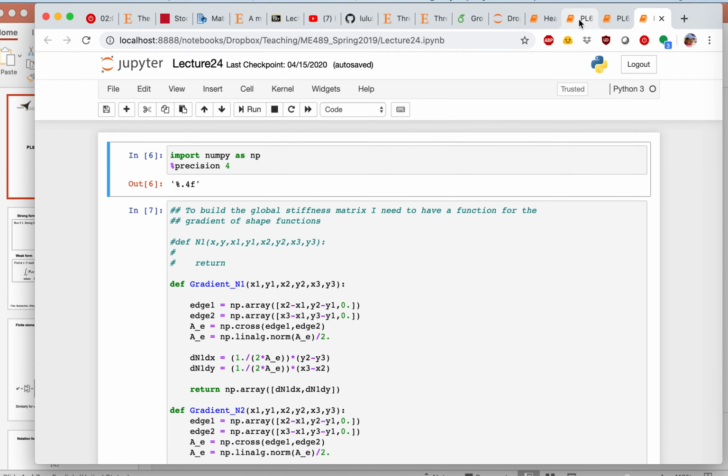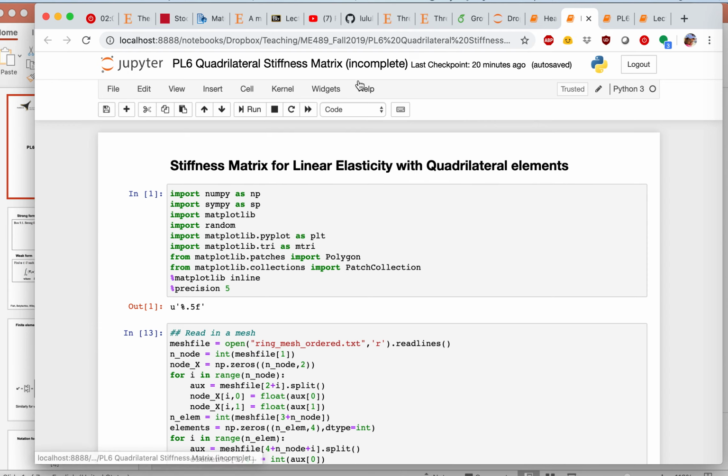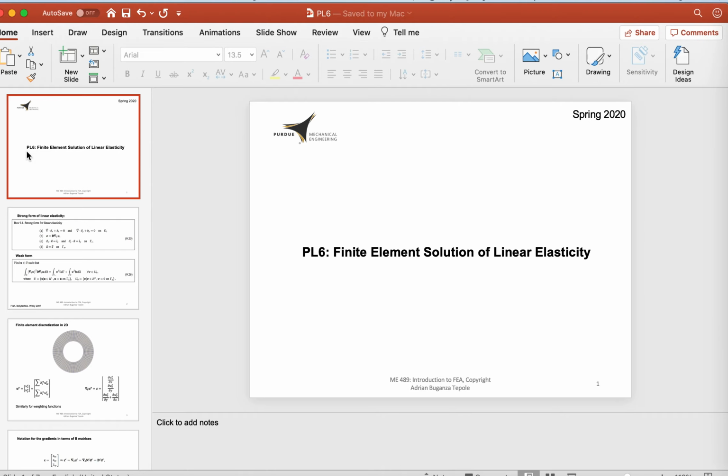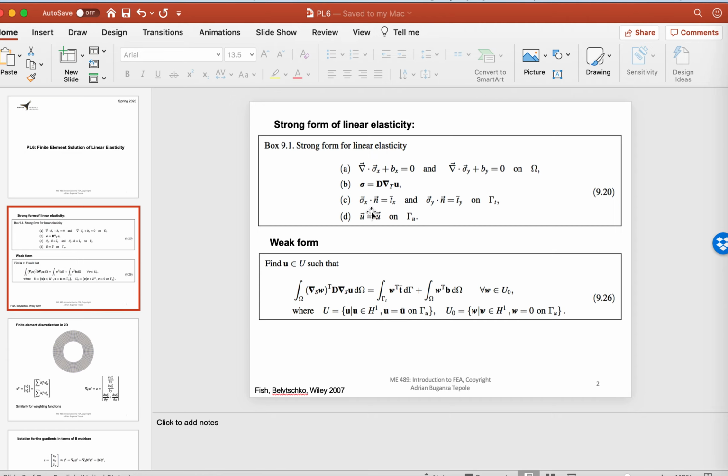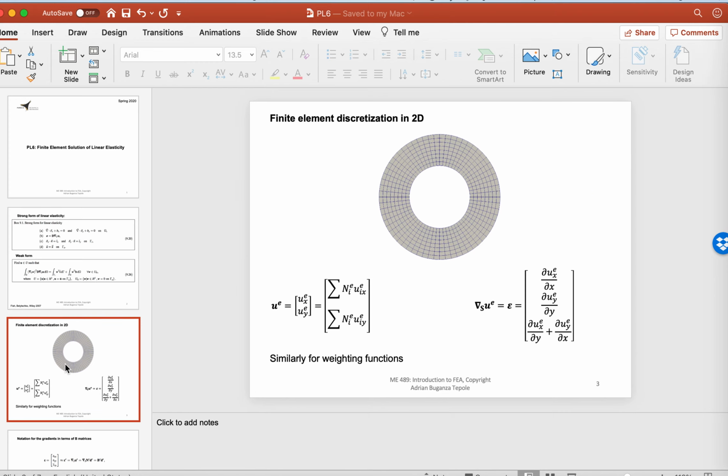And what I'm going to do in class right now is the quadrilateral elements. So I'm going to do the linear elasticity problem with quadrilateral elements. I have a couple of slides. Strong form to weak form doesn't depend on whether you have quadrilateral or triangular elements, that's just the same. This is just a brief reminder. Then discretization in 2D looks basically the same for whatever elements you have.